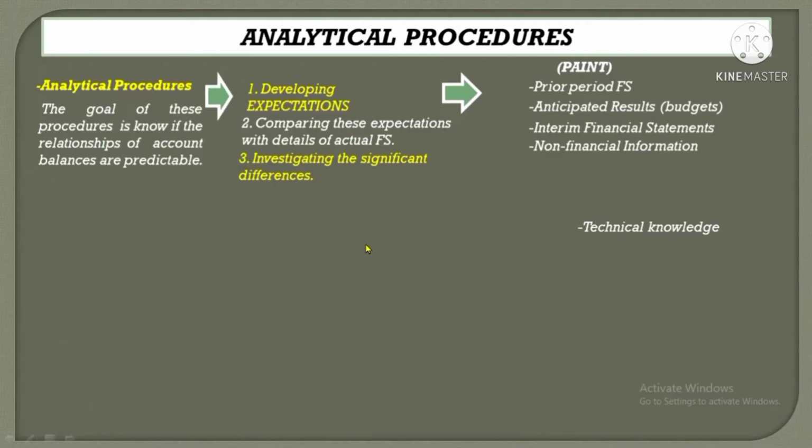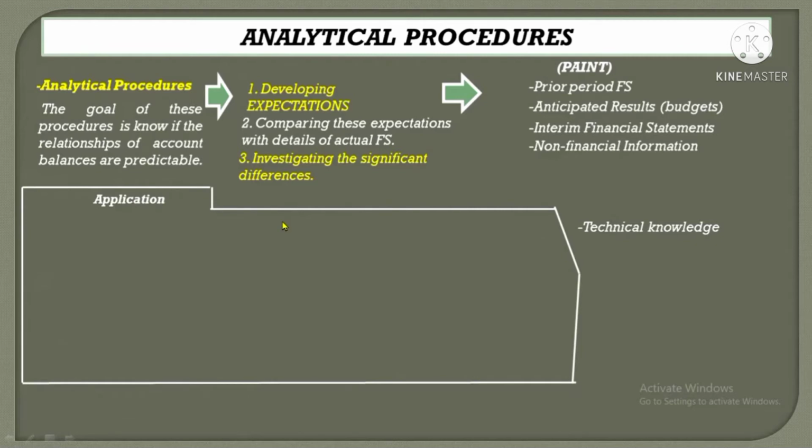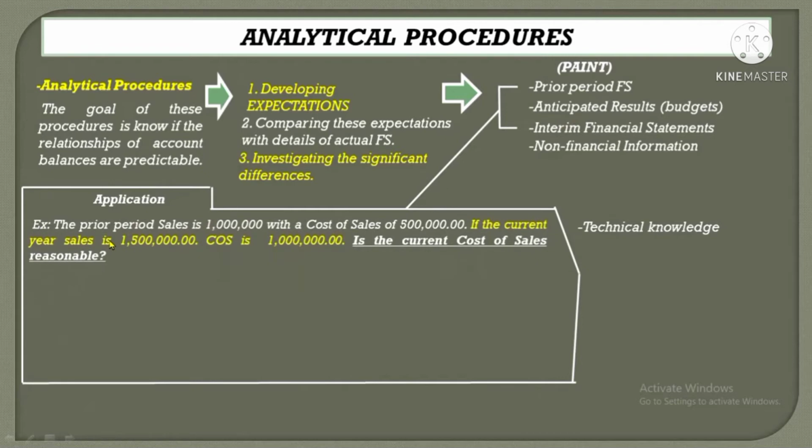To make your learning complete and concrete, let's apply it to situations. Let's start with an example related to these three. Example: the prior period sales is 1 million and the cost of sales is 500,000. This information, let me make it clear, can also be extracted from these two, the anticipated results and interim financial statements. But in this example, we will assume that the data comes from the prior period FS, okay? So let's continue. If the current year sales is 1.5 million and the cost of sales is 1 million, is the current cost of sales reasonable?